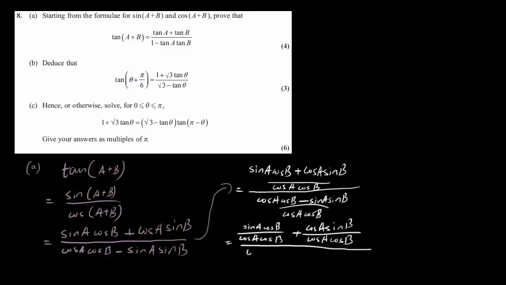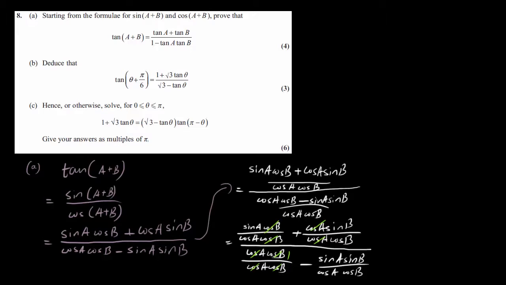So downstairs is going to be cos A cos B divided by cos A cos B, minus sin A sin B divided by cos A cos B. Now we can do simple algebra. This cos B cancels off with this cos B. This cos A cancels off with this cos A. This cos A, this cos A cancels off. This cos B cancels off. So we have only 1 left over. And this doesn't cancel off at all.